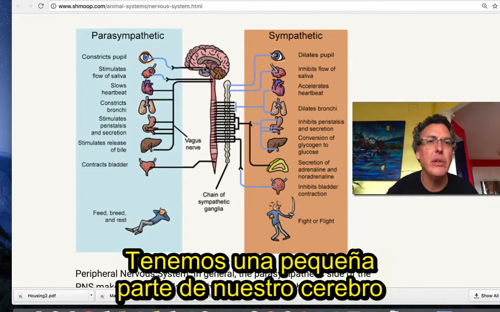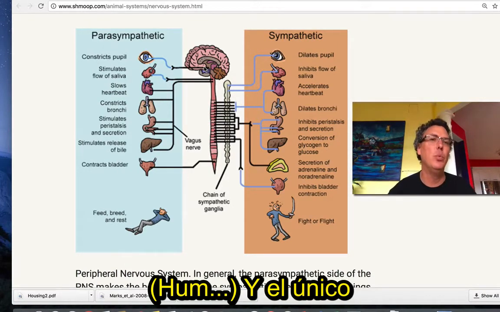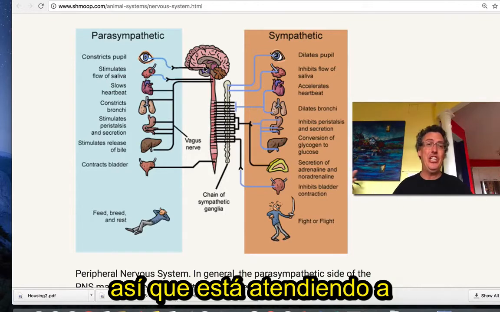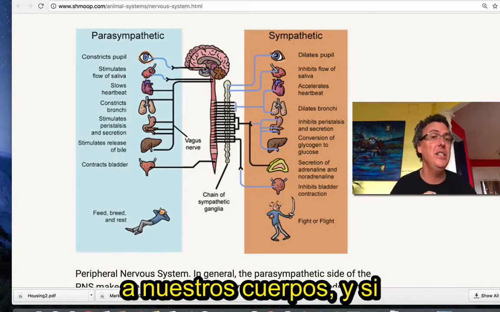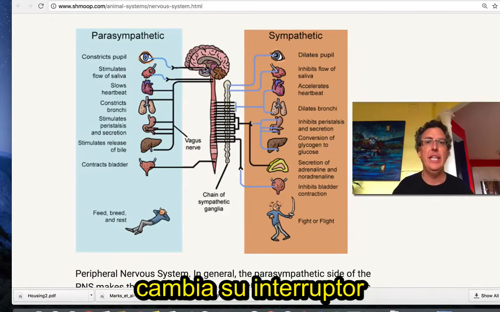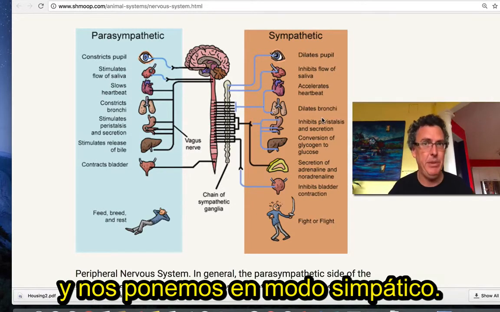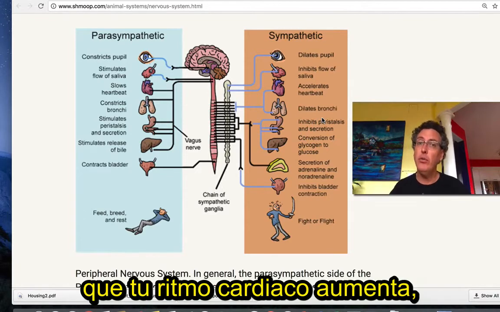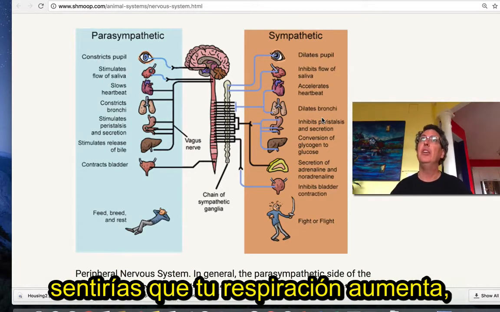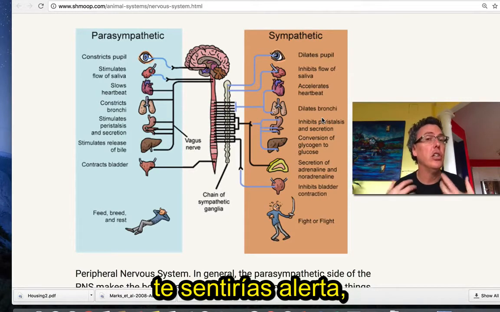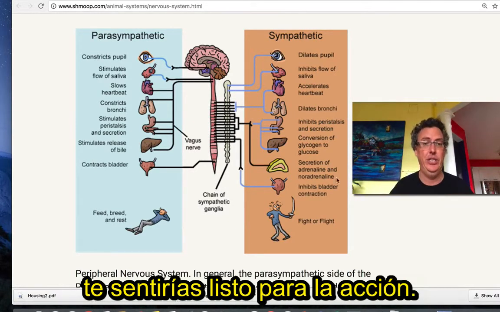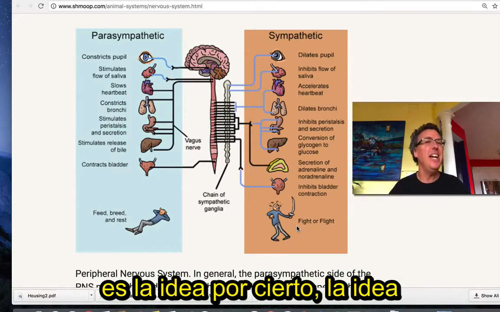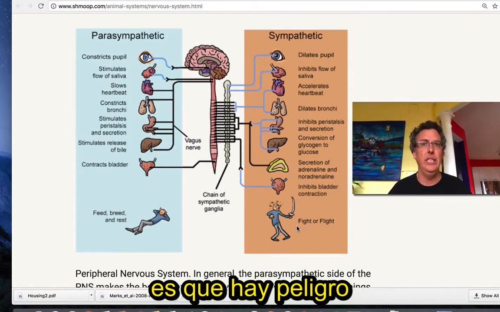We have a little part of our brain right around here called the amygdala. And the sole job of the amygdala is to sense danger in the environment. So it's attending to all the information that's coming into our bodies. And if it senses danger, then it flips a switch and we go into sympathetic mode. In sympathetic mode, what you would feel when the switch gets flipped is you'd feel your heart rate increase, you'd feel your respiration increase, you would feel strong, you would feel alert, you would feel ready for action. So we often refer to this as the fight or flight mode. And that's the idea, by the way. The idea is there is danger in the environment around me.